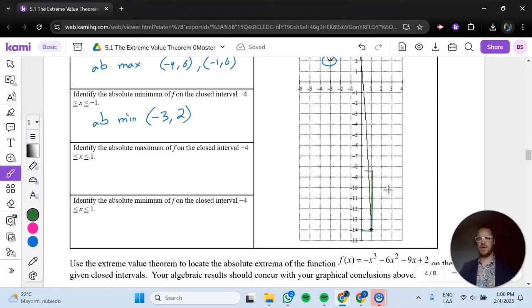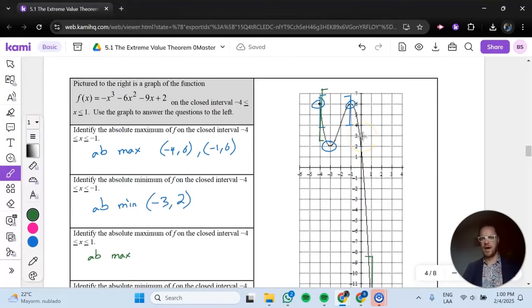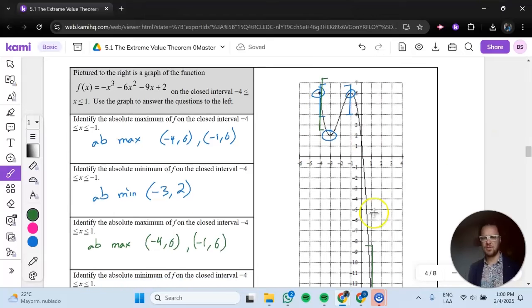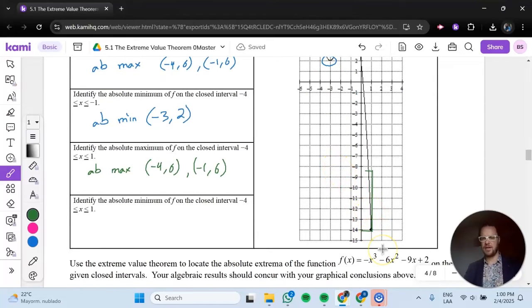So we're going to there, which is all the way down here. So our absolute max, if we look up here, the highest point we ever get to are those same 2 points: -4 and 6, and -1 and 6. But the absolute minimum is way down here. So our absolute minimum is at 1, -14.